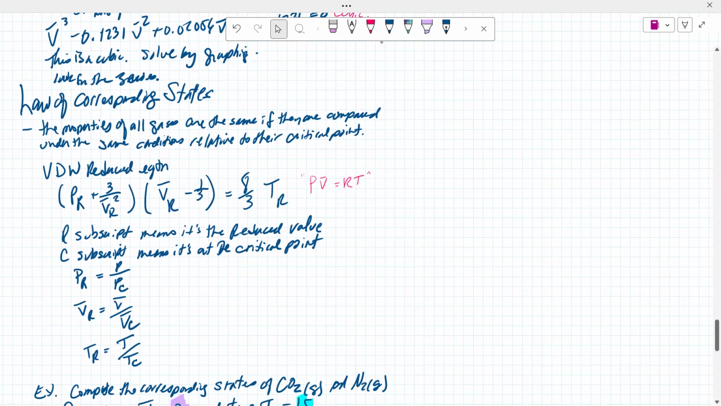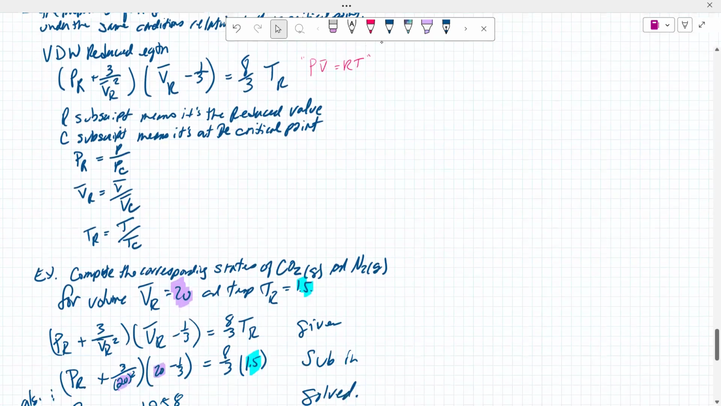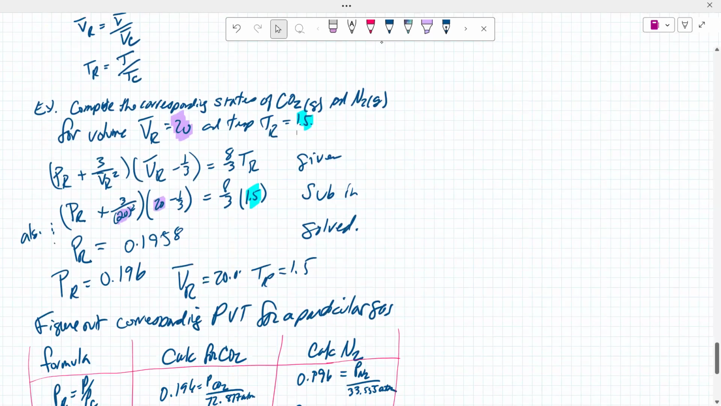And finally, we took a look at the law of corresponding states, which states that all gases are the same if they are compared under the same conditions. So again, we see that this is very much related to the PV equals nRT equation. And we saw how to calculate these reduced values, which essentially is the value that's given divided by the one at its critical point or its triple point. And so when we do this, we see that they have similar behaviors.